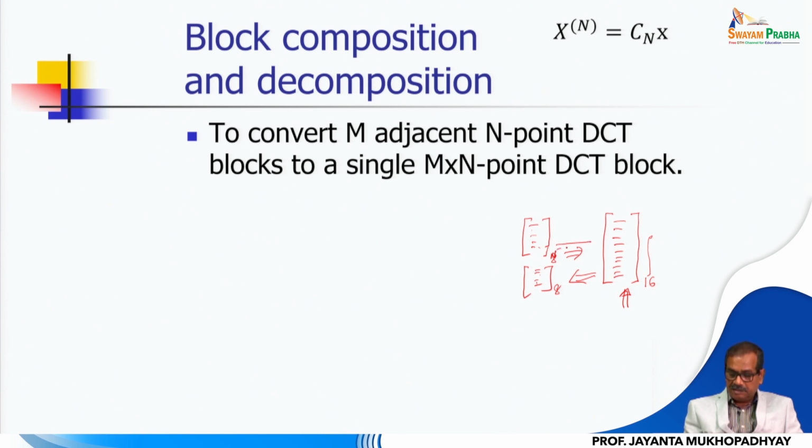This operation is called block composition when you are merging two blocks. Or if I have m blocks of n-point DCT, each of n points, I am merging these into an mn length block, that is merging. Or if I give you an mn length block, you can decompose it into m n-point blocks, that is called decomposition. So how do you do it?